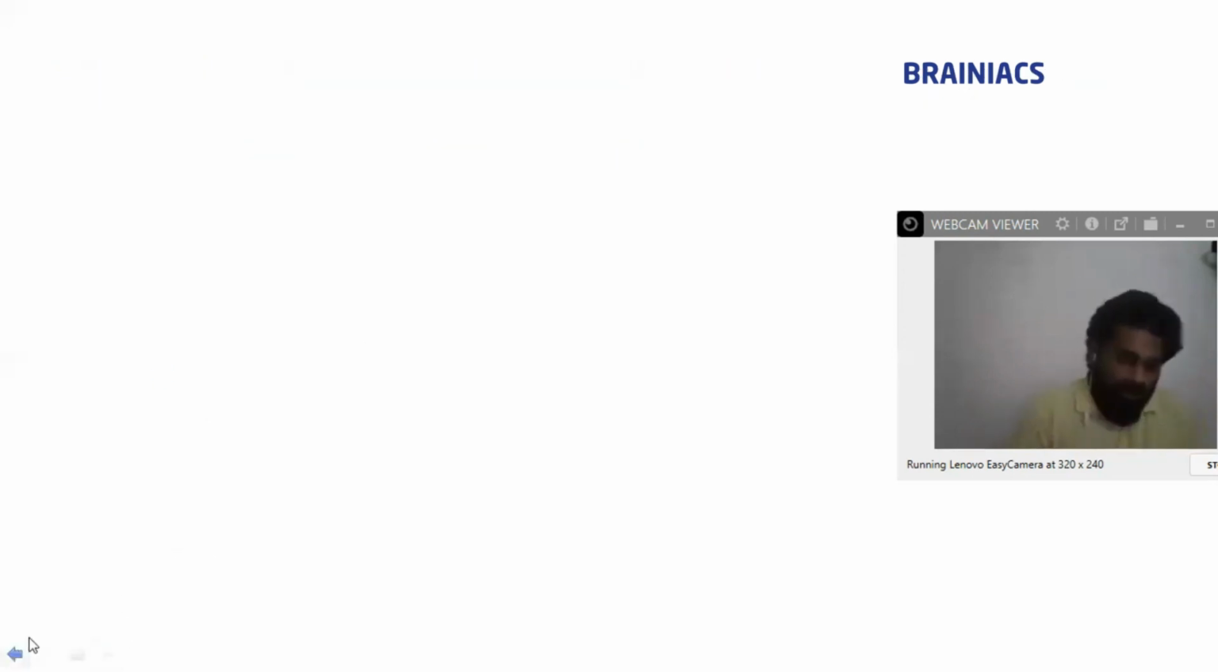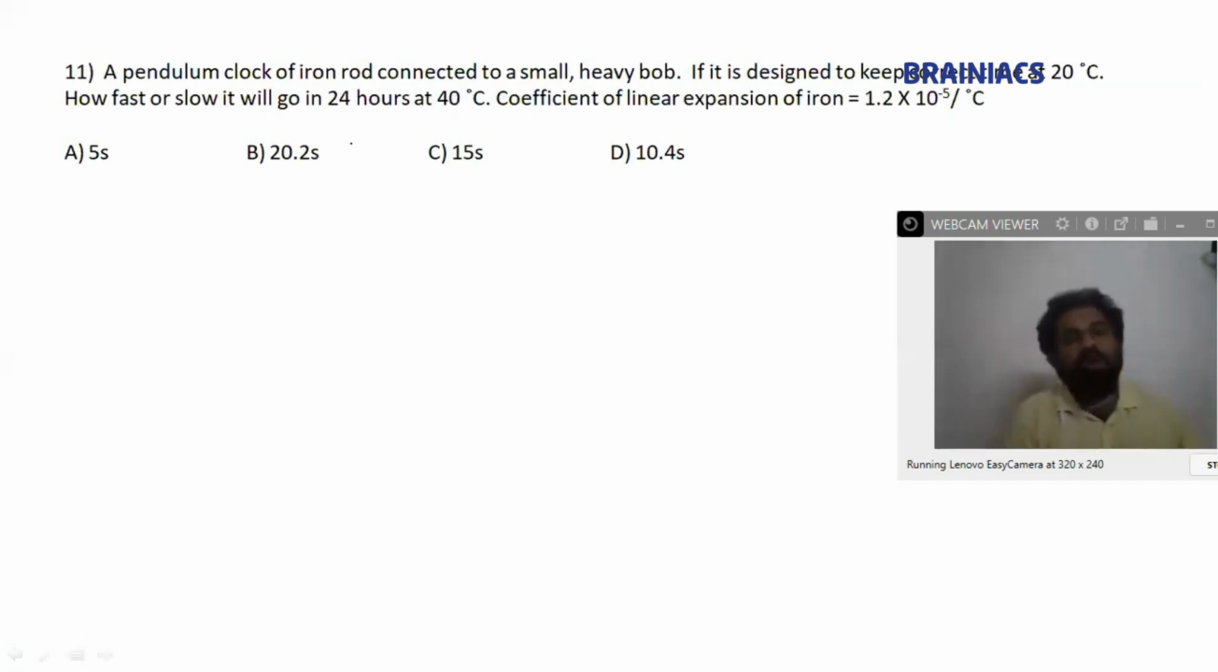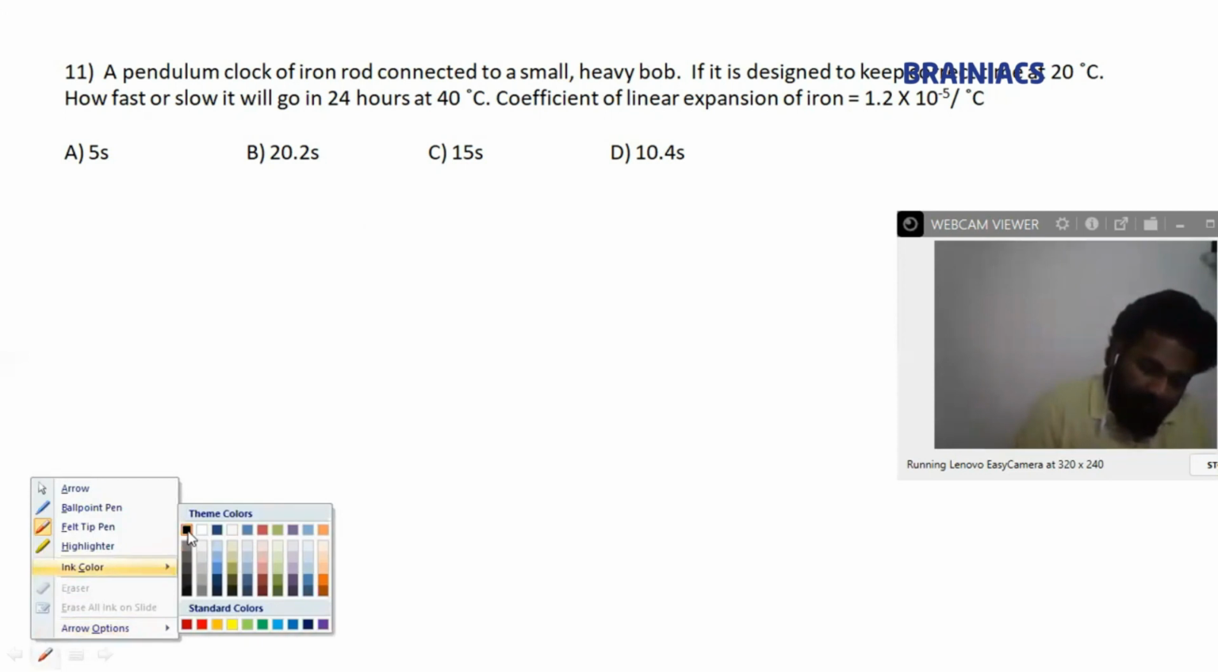A pendulum clock has an iron rod connected to a small heavy bob. If it is designed to keep correct time at 20 degrees Celsius, how fast or slow will it go in 24 hours at 40 degrees Celsius? So we need to find the loss or gain in time. The coefficient of linear expansion of iron is also given. So how to do this problem?